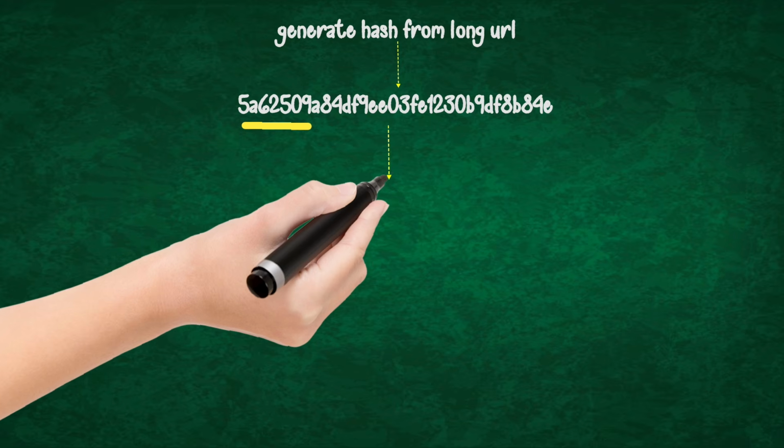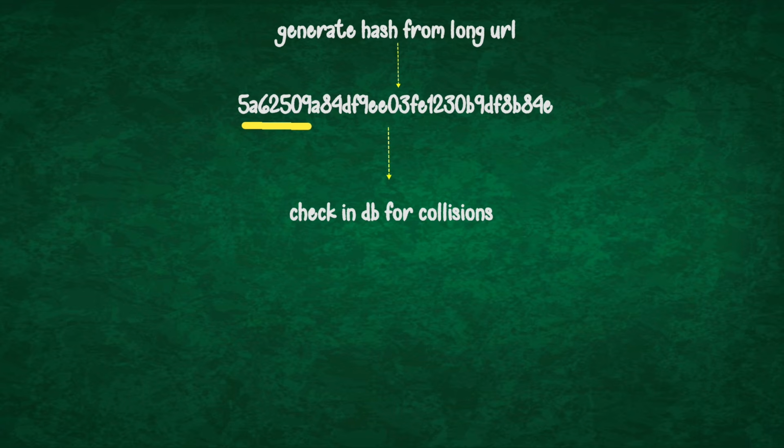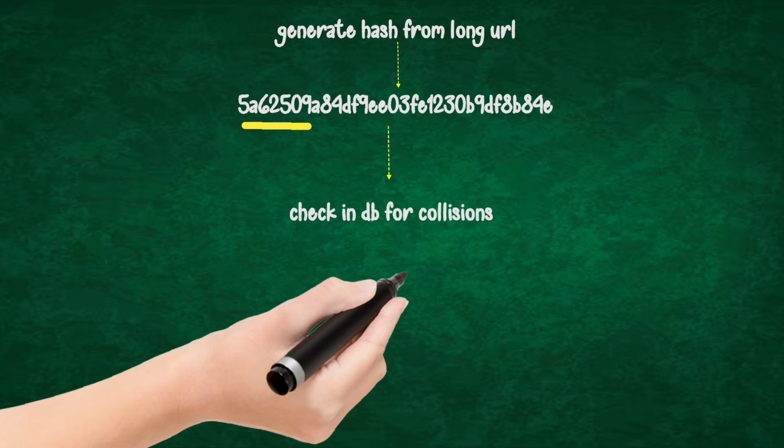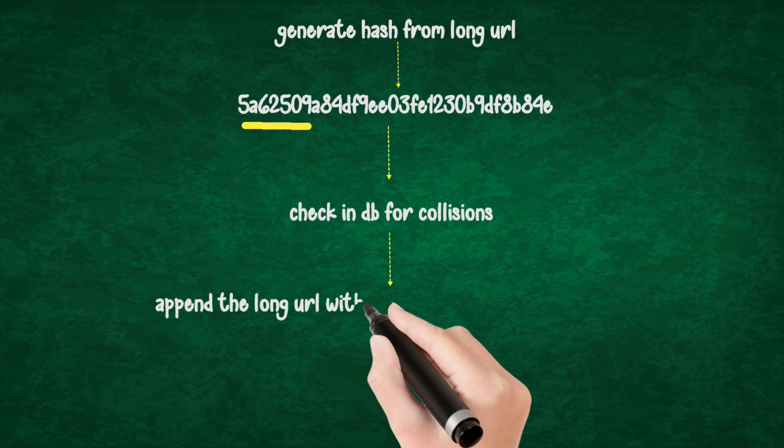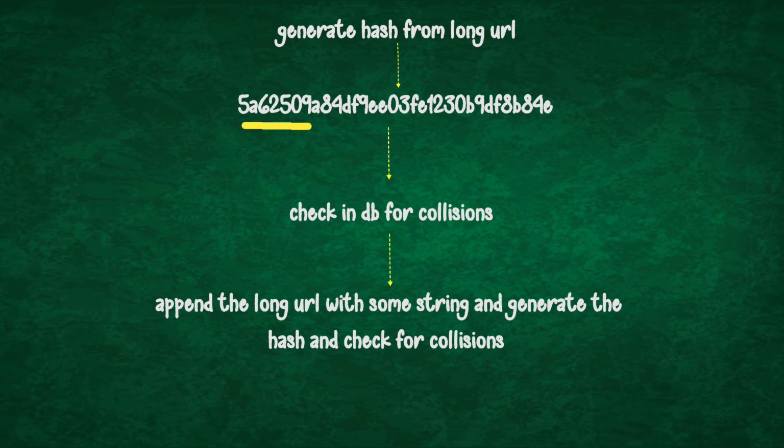So you choose the first 7 characters and check in the database if the same first 7 characters are already present. If not, then you save it in the database. Else you append the long URL with some string and generate the same hash and check again.